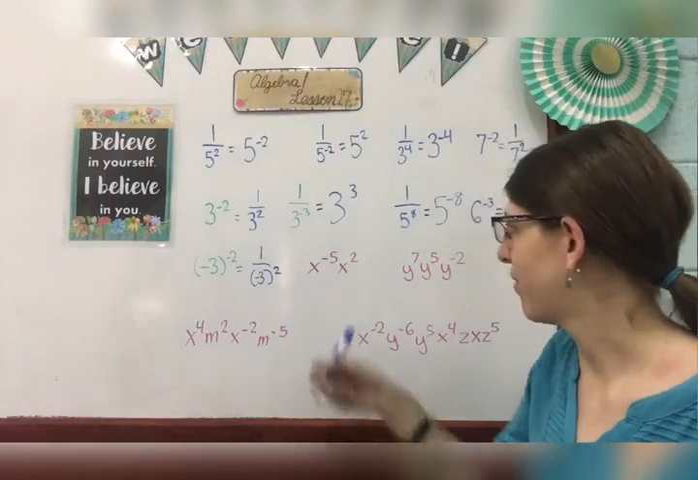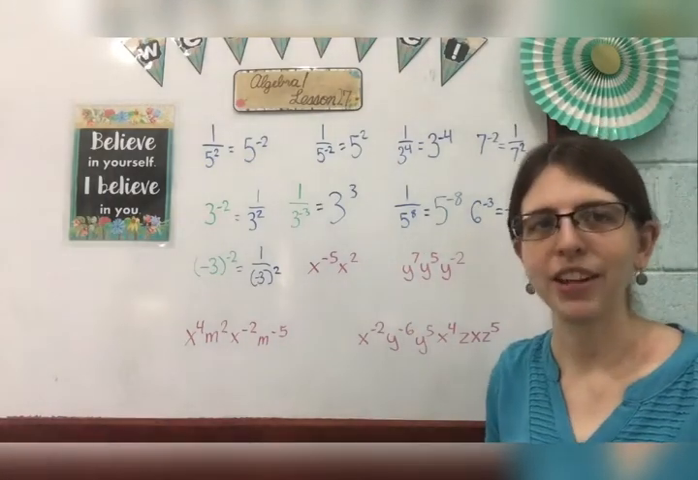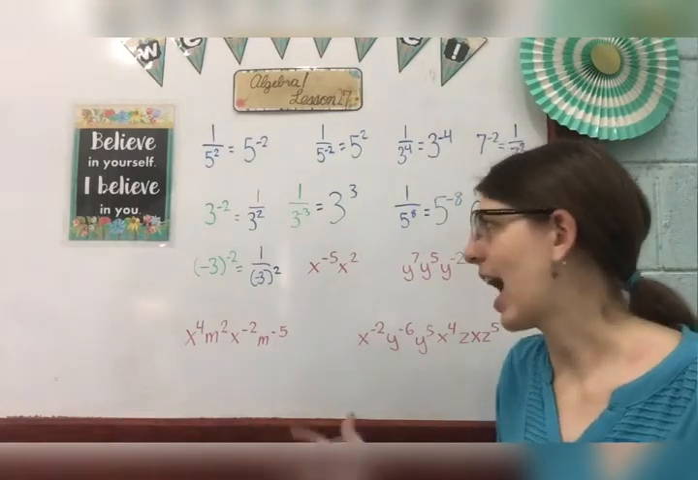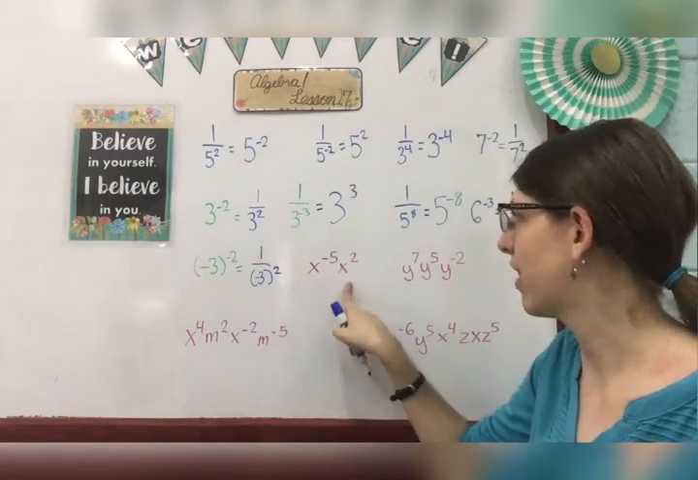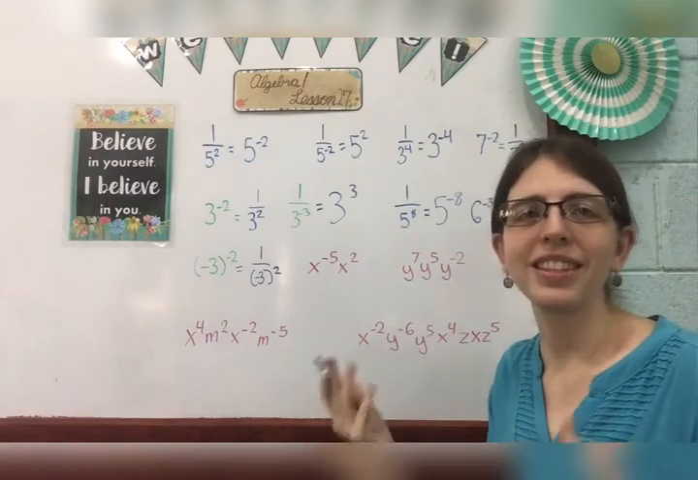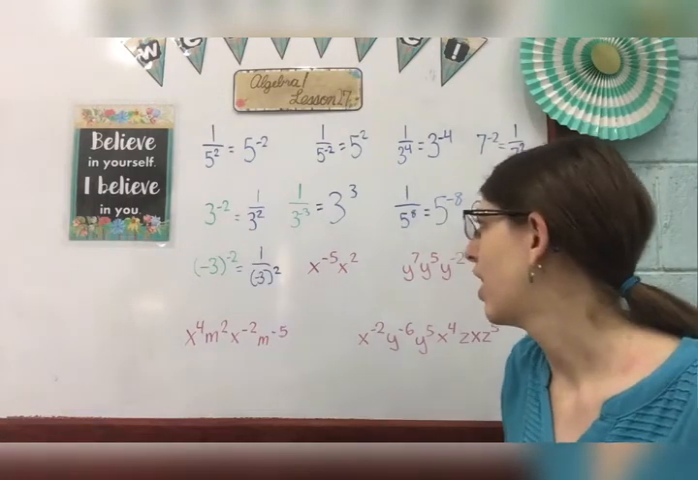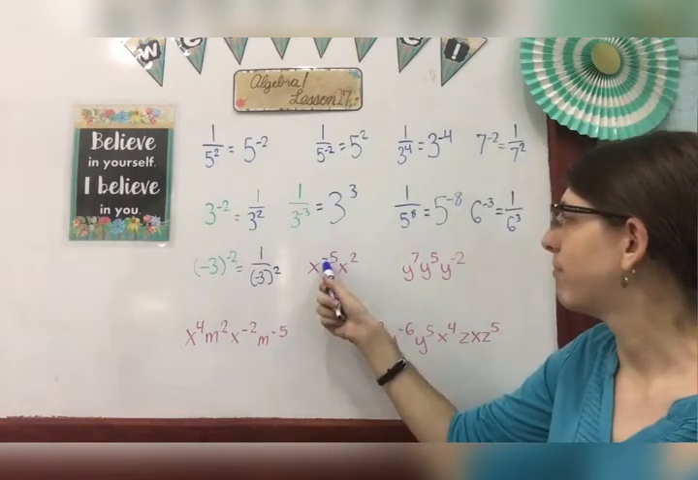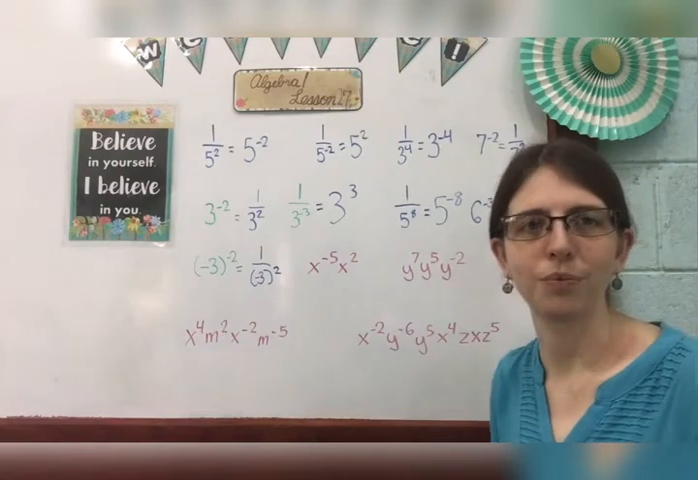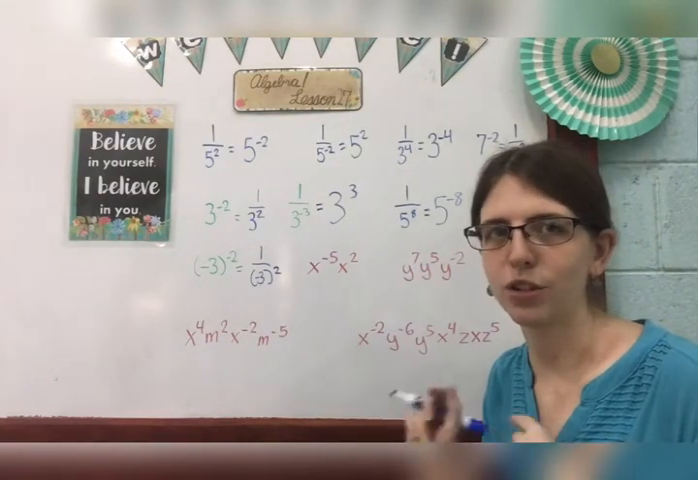When I have variables with exponents, remember my rule, I combine them by adding. Well, it's the same thing. I add whether my exponent is positive or negative. So I have negative 5 plus 2. What's negative 5 plus 2? Subtract. 5 minus 2 is 3.